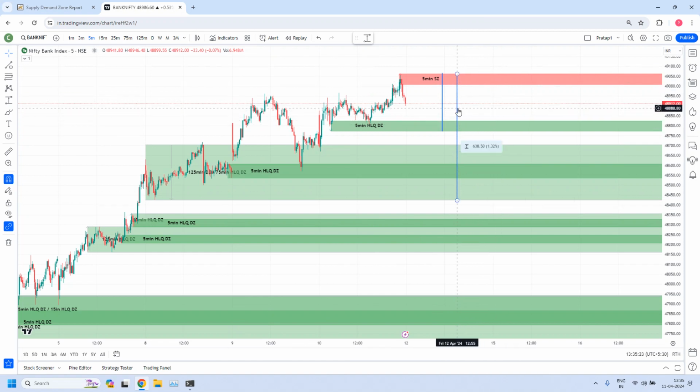So how many points in this area we are having? We have 638 points range here, from here to here, if the supply zone is strong, I am saying. Otherwise, what happens tomorrow? It will pick up the trades from this 5 minutes high liquidity demand zone, and again this will be violated and prices will be moving further up and create new all-time highs. So these possibilities you can consider for tomorrow's and even Monday's trading point of view.